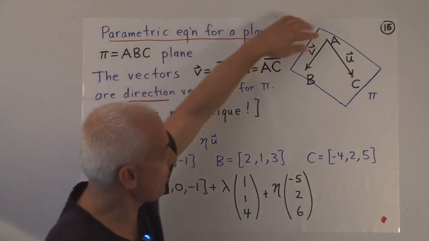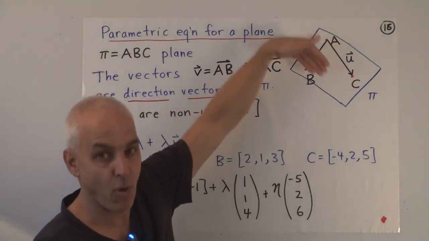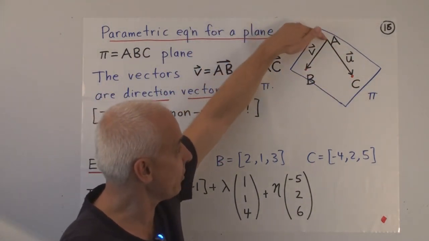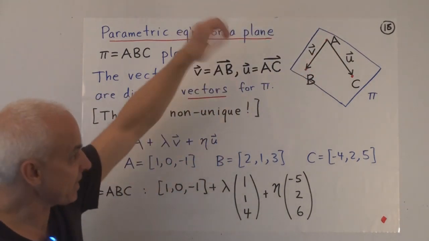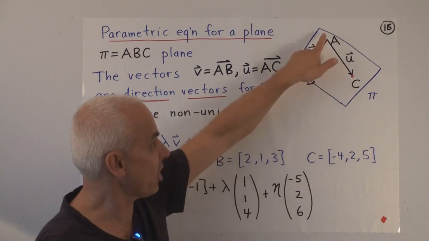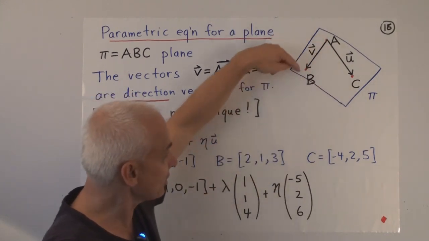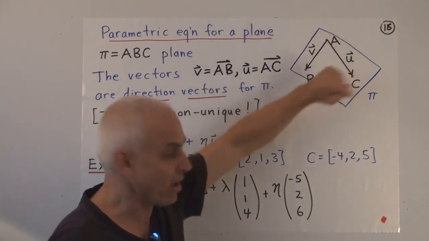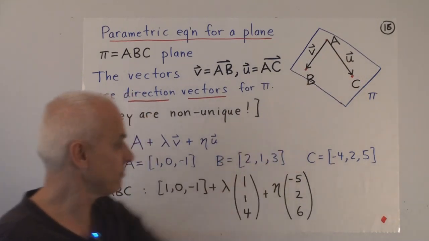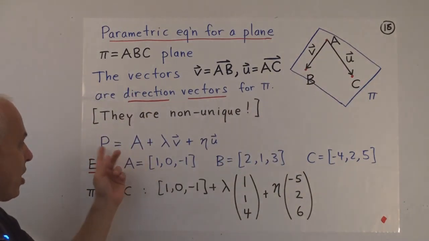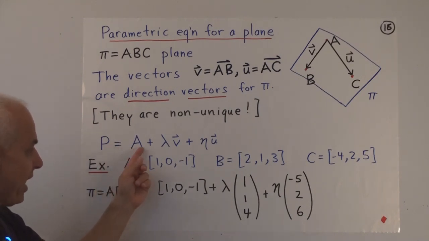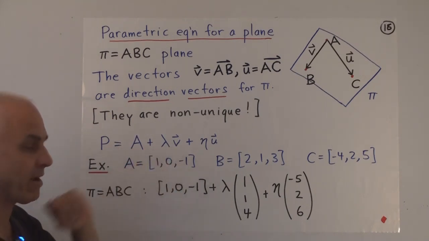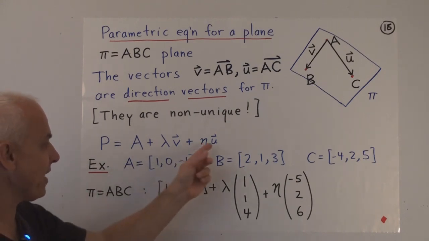But then we can describe the plane, or a general point on the plane, in terms of the original point A and these 2 directions. We can say that we can get to any point on the plane by starting at A and going some multiple of V plus some multiple of U. We can write it this way. An arbitrary point P on the plane can be written as: start with a point A, move in the direction V by a multiple lambda, say, and then move in the direction U by a multiple eta.